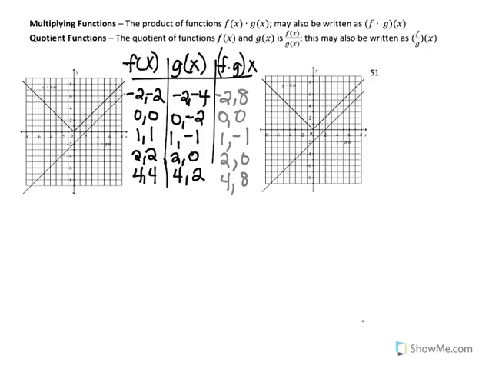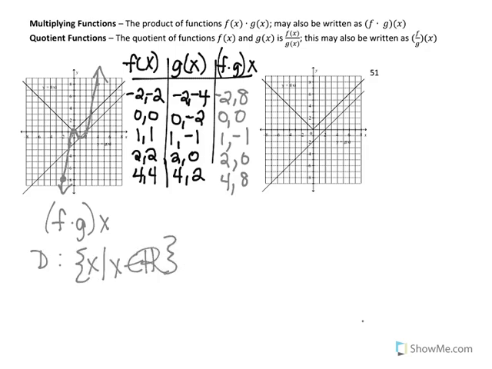So we're going to go ahead and plot these points. So we have -2 and -8 down here. Then we have 0 and 0. Then we have 1 and -1. And then we have 2 and 0. And then we have 4 and 8. So this turns into a cubic function that looks like this. So there is f times g of x. And for our domain, it's going to be all the real numbers. And our range is also going to be all the real numbers.